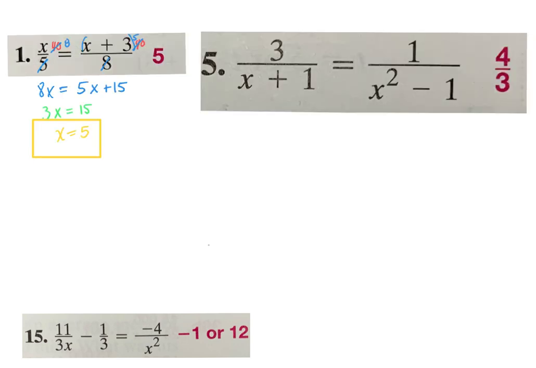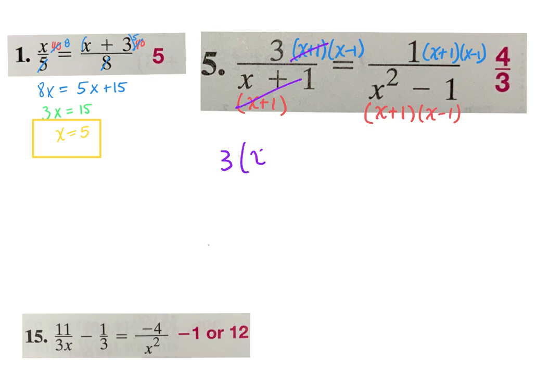For 5, your common denominator here, which again, you can cross multiply if you want to. This is just factored at x plus 1. That's all we have. This is x plus 1, x minus 1, right? So if I multiply both sides by my common denominator, x plus 1, x minus 1, on the left-hand side, my x plus 1 and my x plus 1 cancels, and I'm left with 3 times x minus 1. On the right-hand side, everything cancels, so I'm left with just 1.